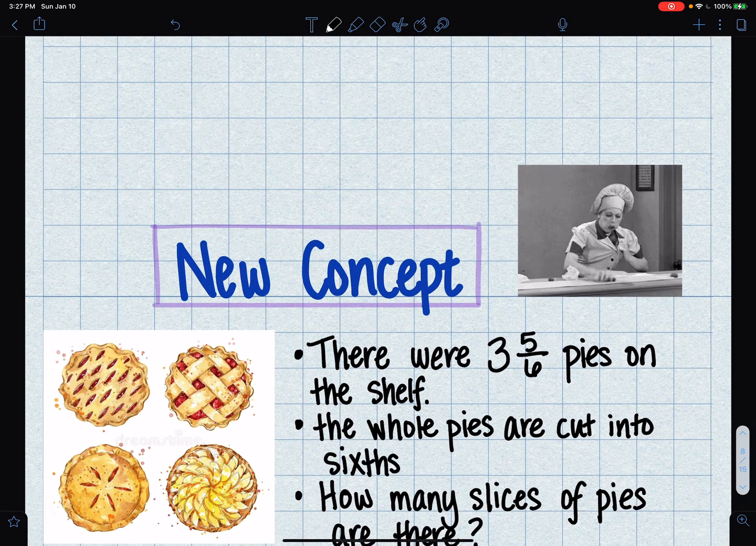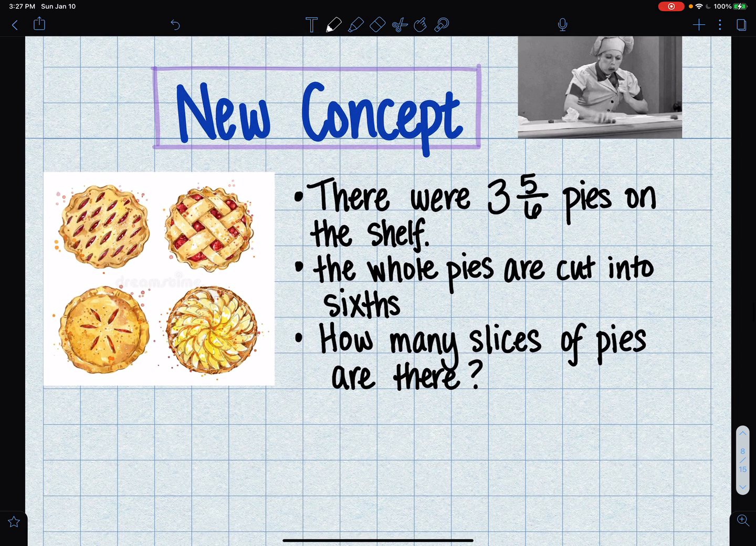The new concept is basically another story about pies. And in this story, we change a mixed number. So do you remember what a mixed number is? A mixed number looks like this. It's got a whole number plus a fraction. We're going to change that into an improper fraction, which is where the top number is bigger than the bottom number. This is an improper fraction, okay? So we're going to change a mixed number into an improper fraction. And they tell you a story to help you figure out how to do that.